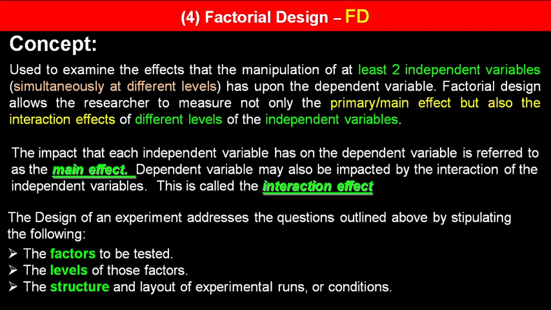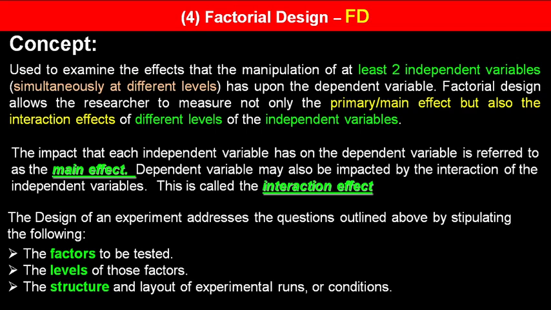Next is factorial design. Factorial design is used to examine the effect that the manipulation of at least 2 independent variables simultaneously at different levels has upon the dependent variable. Factorial design allows the researcher to measure not only the primary or main effect but also the interaction effects of different levels of the independent variables. The impact that each independent variable has on the dependent variable is referred to as the main effect, and the dependent variable may also be impacted by the interaction of the independent variable.